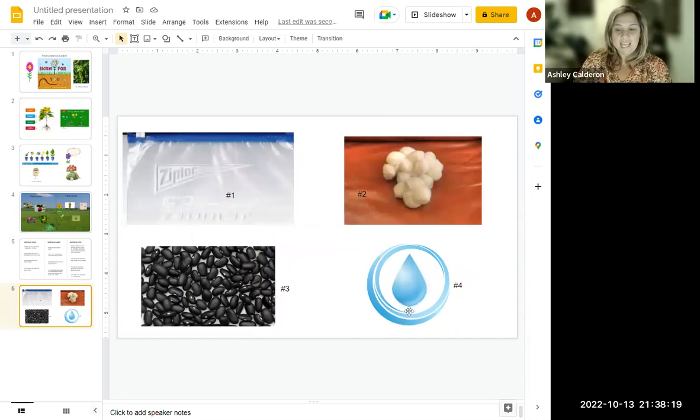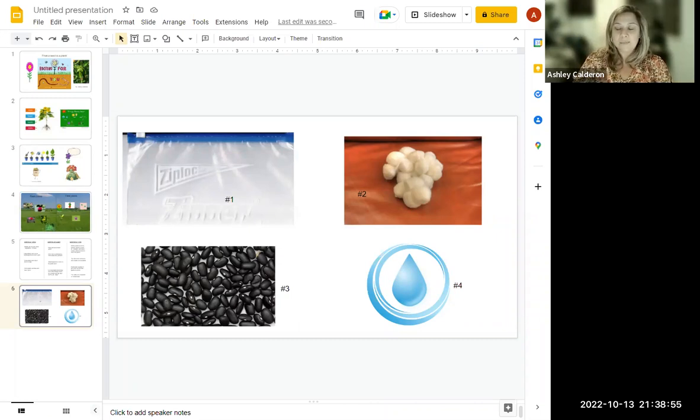And the last thing is that we are going to make our own plant. We're going to start with a Ziploc bag first. And we are going to put some of our cotton balls, which is number 2, into the bag. And we're going to spread them out on the bottom of the bag. Then we're going to sprinkle some black beans and we're going to put some water. And we're going to seal the bag and hang it in our classroom window and watch the plant grow so we can see what a real life plant looks like and see if it looks like our friend from our book. Okay?